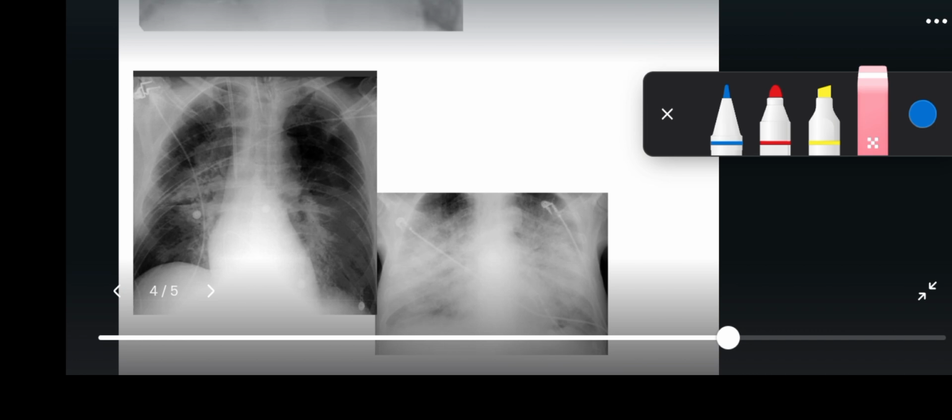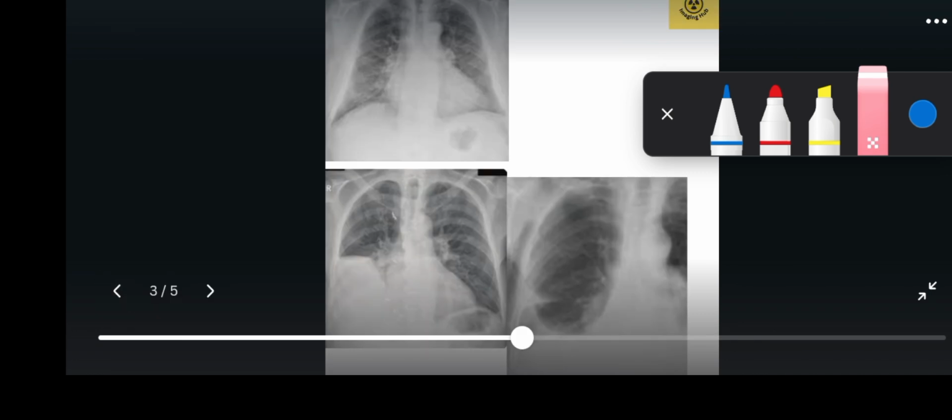Then we'll look at the next one, which is pleural effusion. We saw an image with pleural effusion before. See this image down here. You see this accumulation here is pleural effusion.